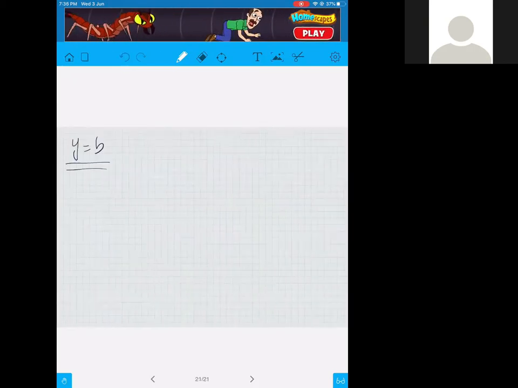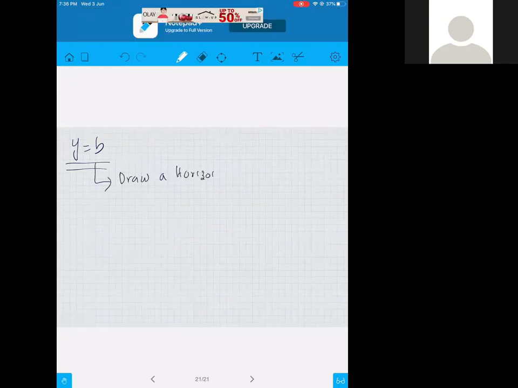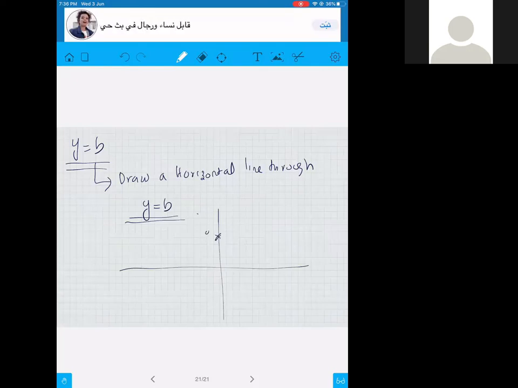So if you are making a note for this, if we want to draw the graph for y is equal to b, how to draw this graph? Draw a horizontal line through y is equal to b. So this is y equal to b. So you should remember this concept.